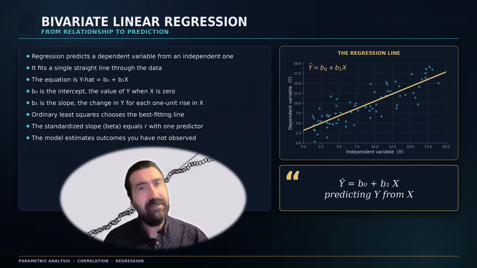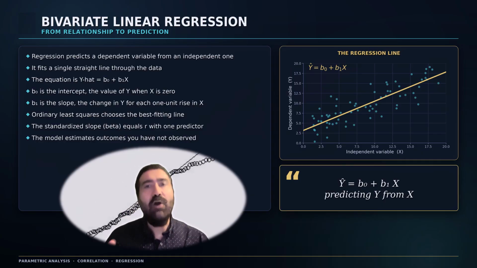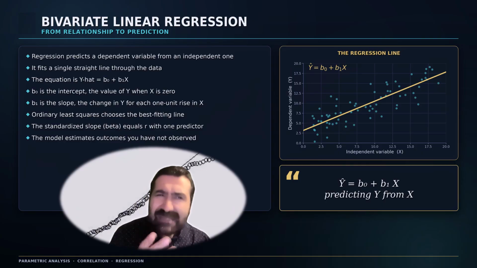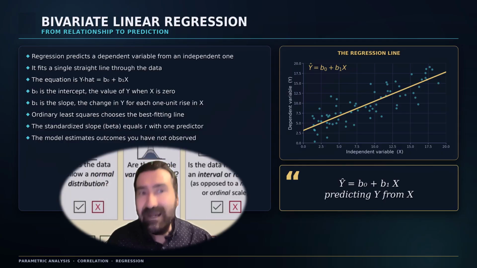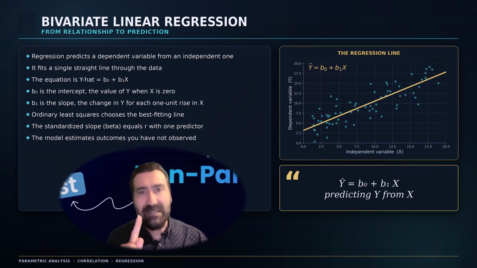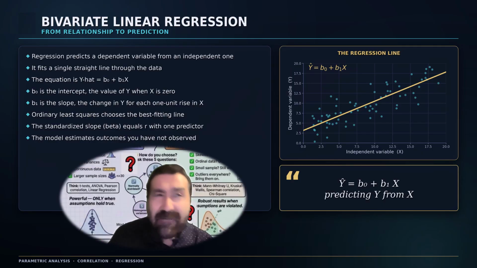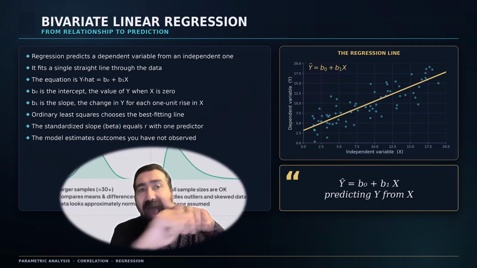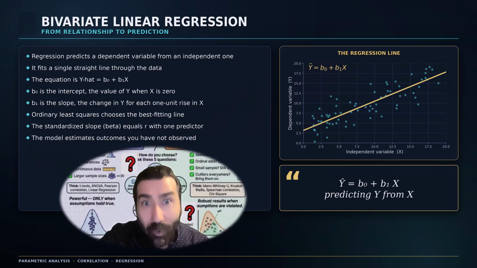Y hat, that is the y with the little hat sitting on top of it, is our predicted value. It is our best guess for the outcome. B0 is the intercept. It is just the value of y when x is 0, the starting point of the line. And B1 is the slope. It tells you how much y changes for every 1 unit increase in x. That slope right there is really the engine of the whole thing.